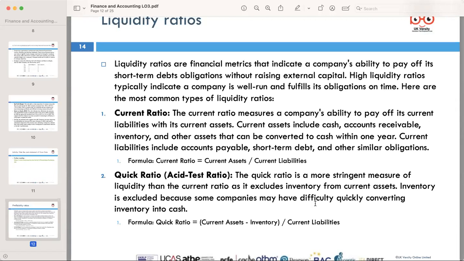Quick ratio, also known as the acid test ratio. The quick ratio is a more stringent measure of liquidity than the current ratio, as it excludes inventory from current assets. Inventory is excluded because some companies may have difficulty quickly converting inventory into cash. So the formula is quick ratio is equal to current assets minus inventory divided by current liabilities.